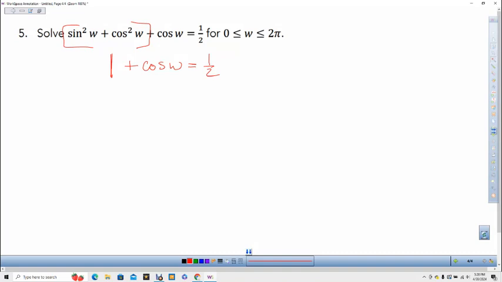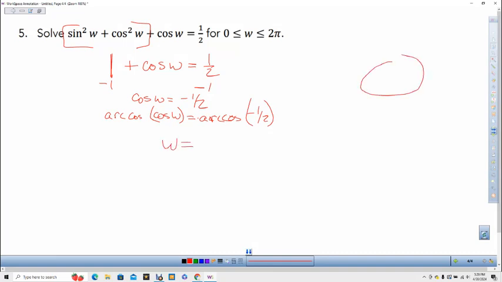So now we want to find out what w is, so we need to identify and isolate cosine w. So we're going to subtract 1, so we get cosine w is equal to negative 1/2. So now we're going to take the arc cosine of cosine w and the arc cosine of negative 1/2, and we're going to find out what w is.